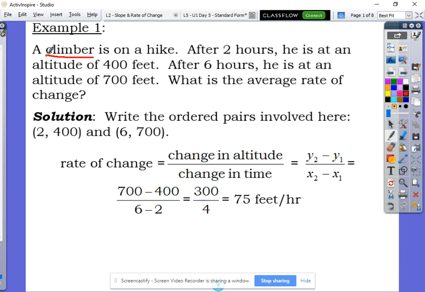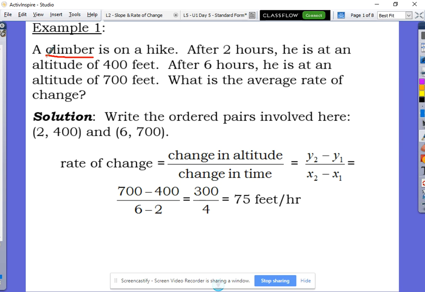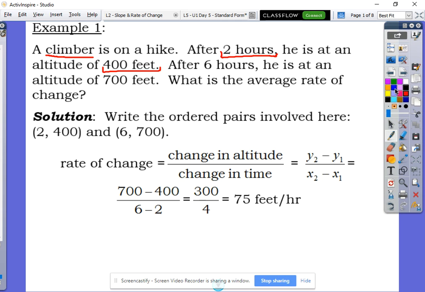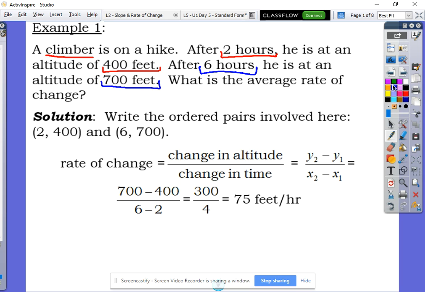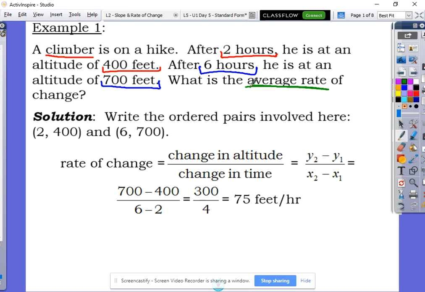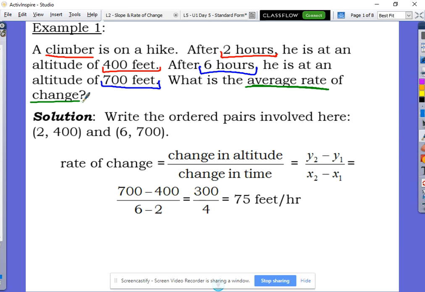All right. So you've got this in front of you. Follow along with me here. We've got a climber on a hike. It says 2 hours into the hike, he's at an altitude of 400 feet. Okay, that's important. Then 6 hours into the hike, after he's been hiking for 6 hours, he's now at an altitude of 700 feet. And the question is, what is the rate of change between those 2 points?